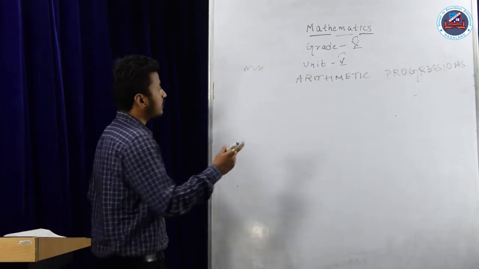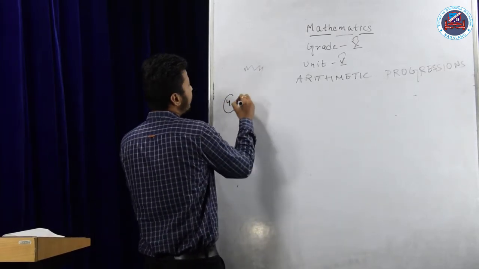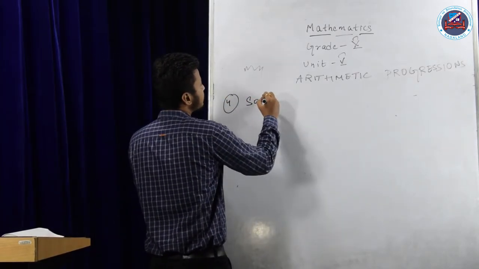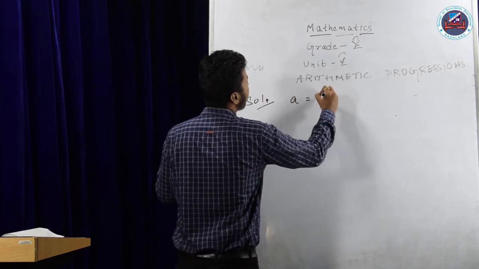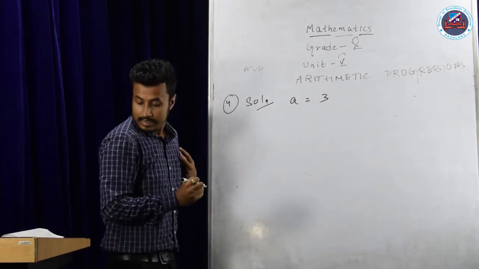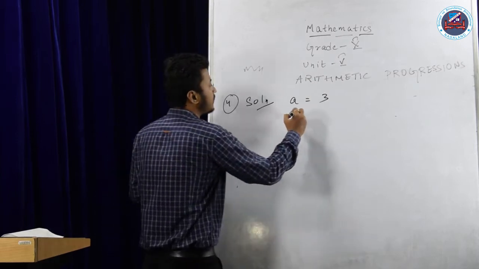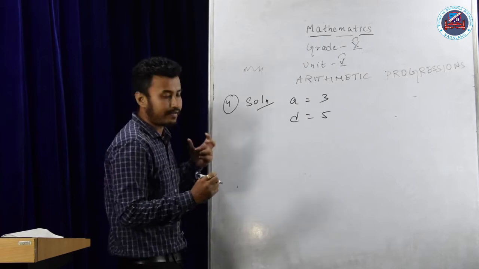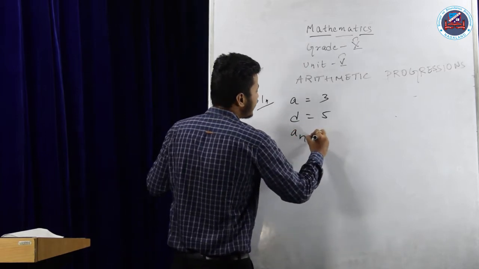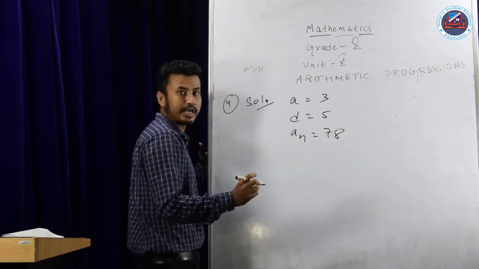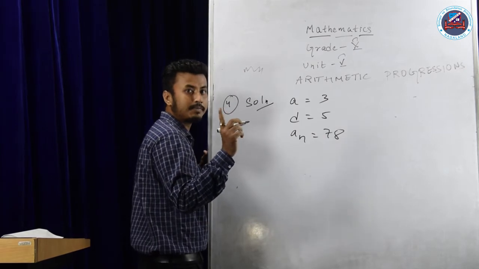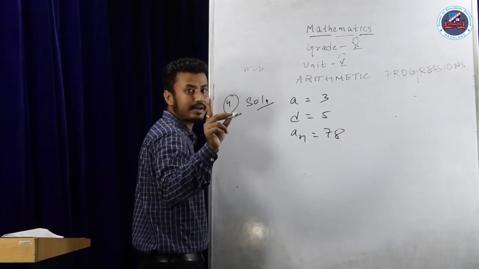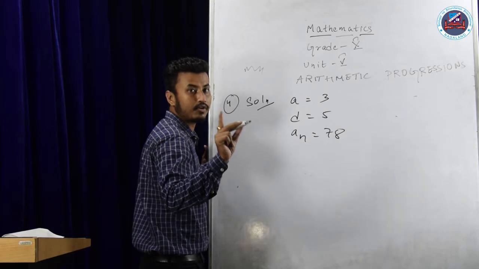Let's see. In question number 4, the first term is given. The first term is given, 3. The common difference is 8 minus 3, that is 5. And the nth term is given, 78. See, look guys, this is also a very simple question. What is the bread and butter of your chapter? An equals a plus n minus 1 d. This is the main important formula.